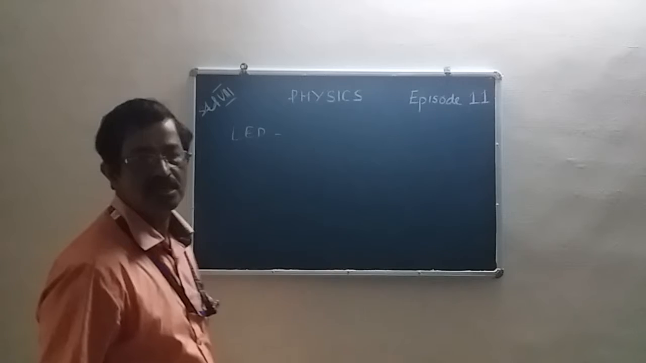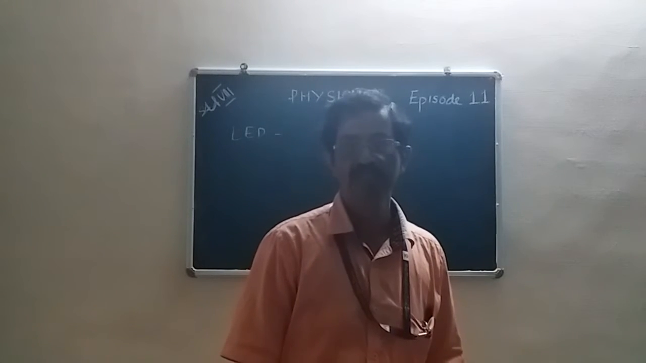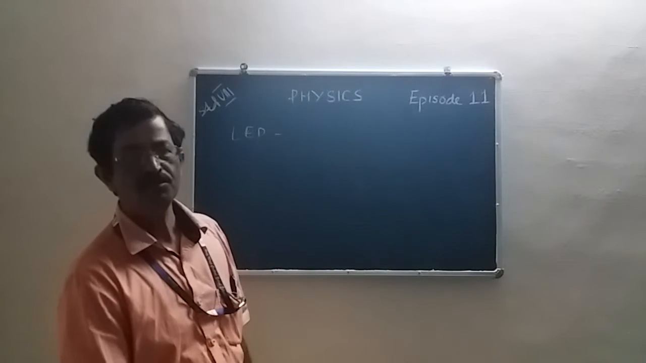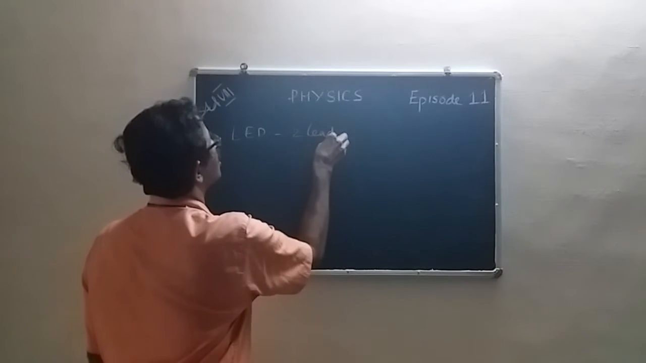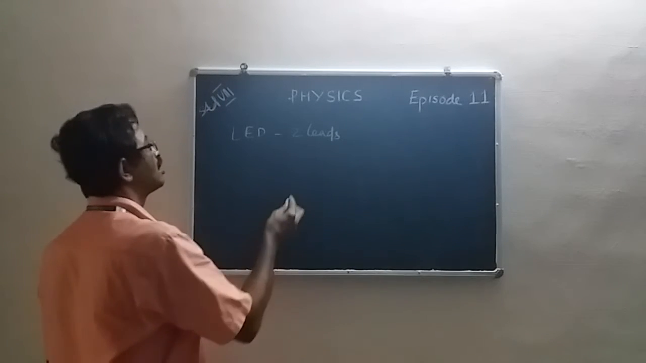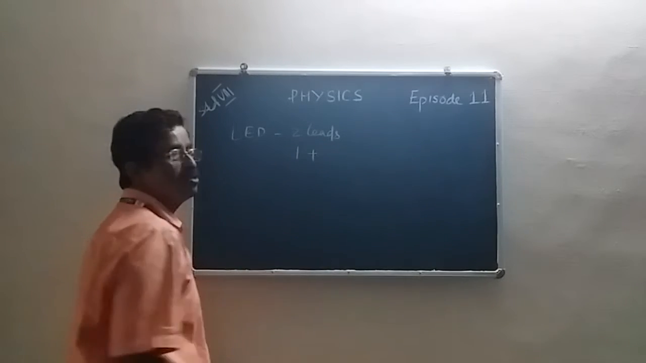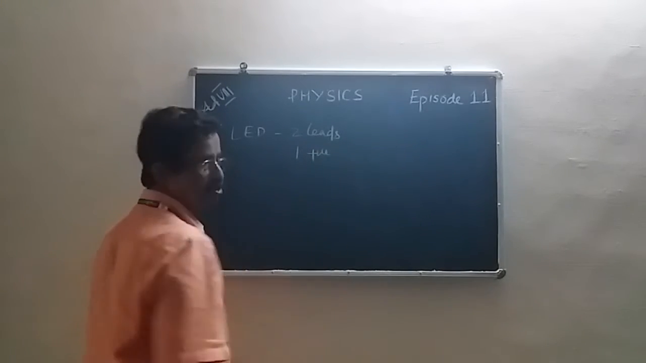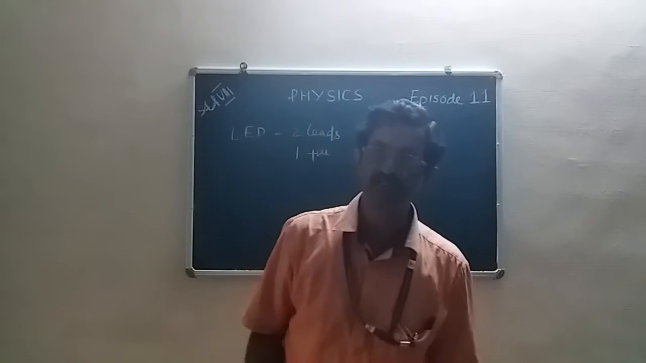Okay, the question is this one. From an LED, how many leads come out? One or two? Yes, try to remember. Two leads. Both the leads are not of the same length. One is a bit longer, and it is connected to which terminal? Positive terminal, and the other one is connected to the negative terminal of the battery.